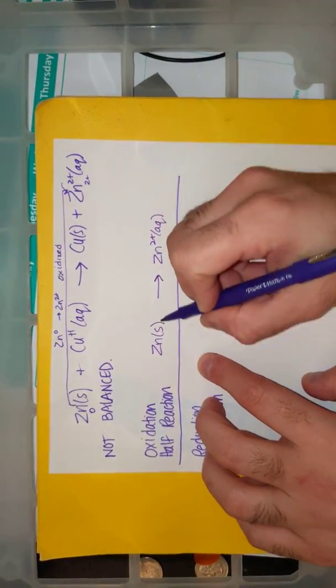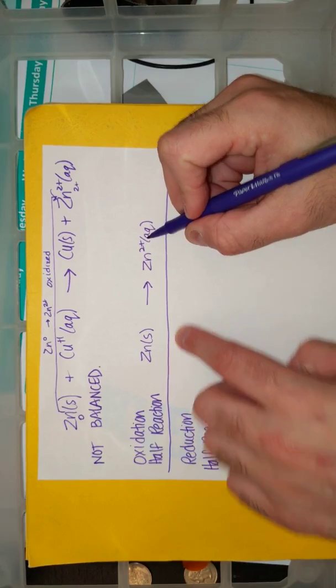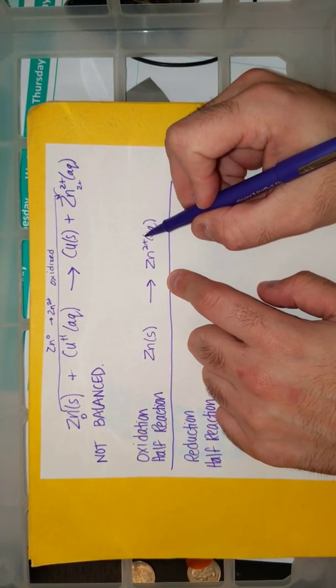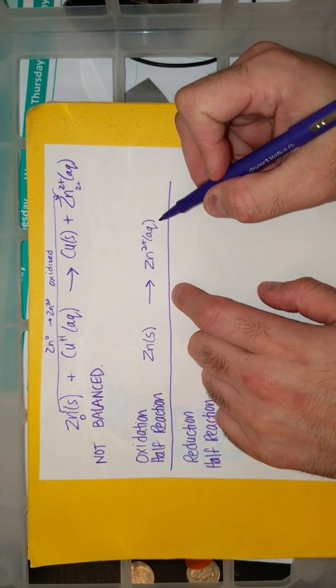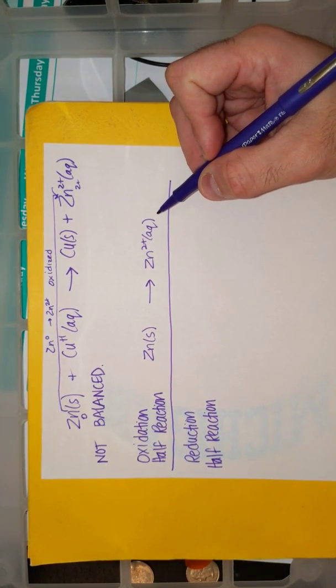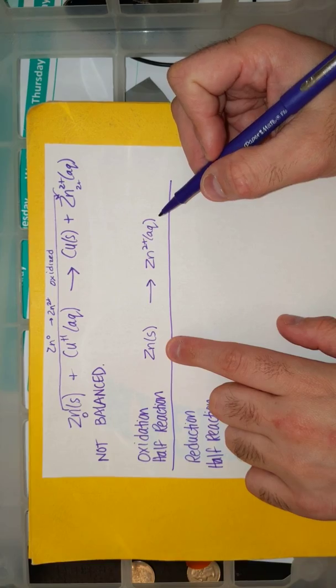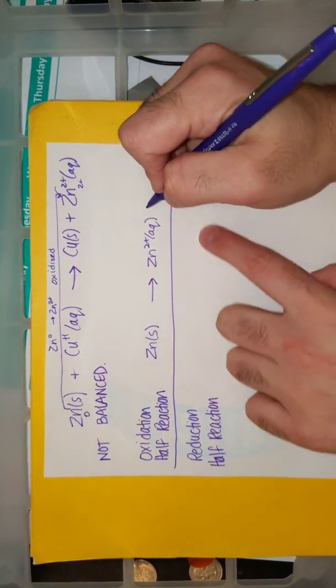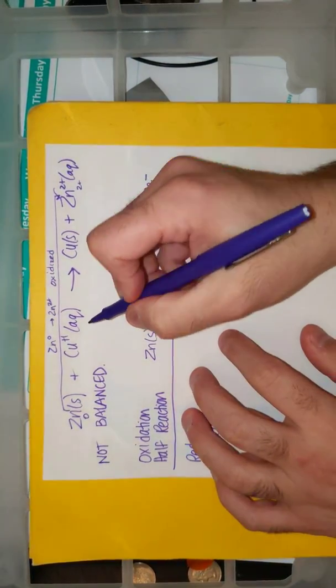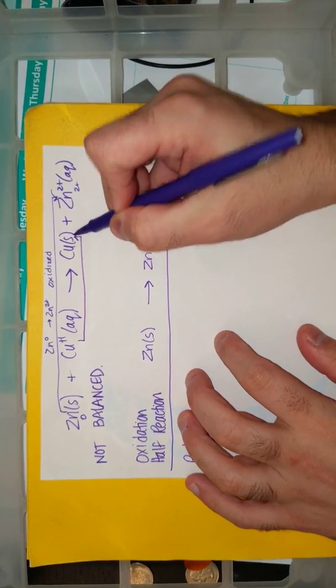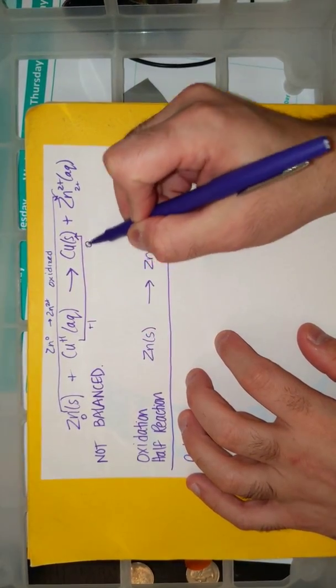And if I want to balance this, remember I said the trick is however much the charge is, that's how many electrons there are with it, or you balance the charge. I have 0 charge on the left and I have 2 plus charge on the right. In order for me to get them both to be the same by adding electrons, I add 2 electrons to the right side.